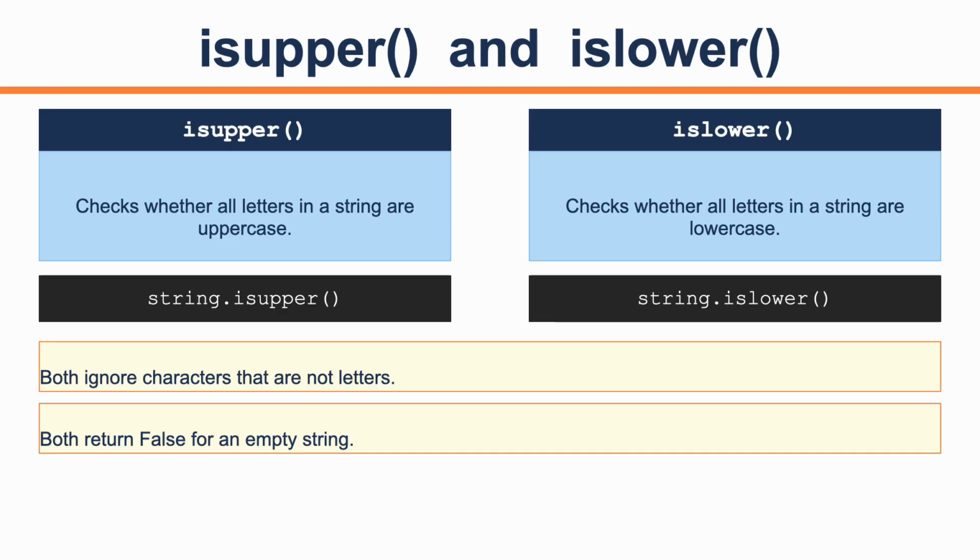The isUpper method checks whether all letters in a string are uppercase. The isLower method checks whether all letters are lowercase. Both ignore characters that are not letters and return false for an empty string.